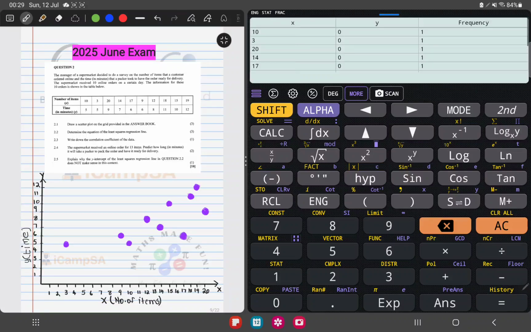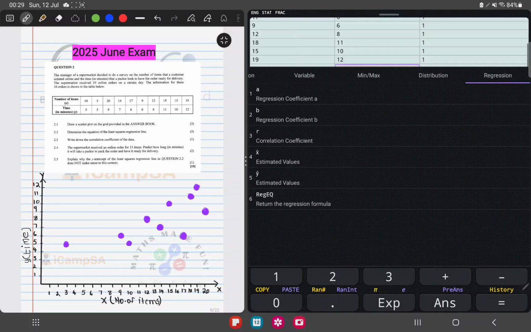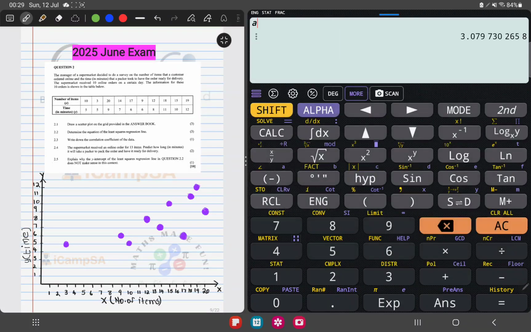Okay. Then I'm going to put in the corresponding Y values. So I have a 5, a 9, a 7, 6, 8, 11, 10, and 12. Once I'm done with this, now I can go and read my values. Shift 1, and then we can go and get our A, right?